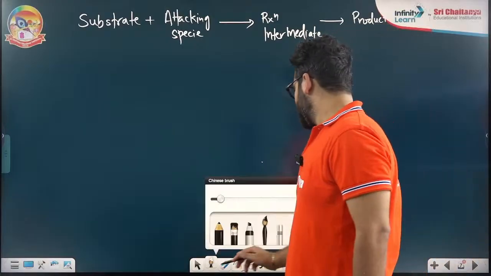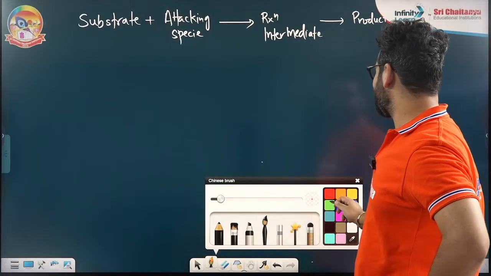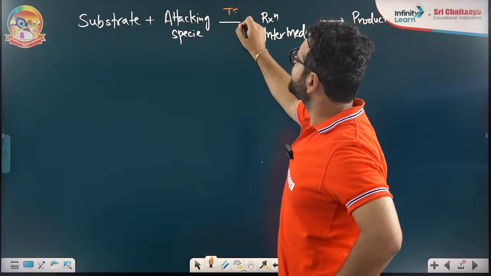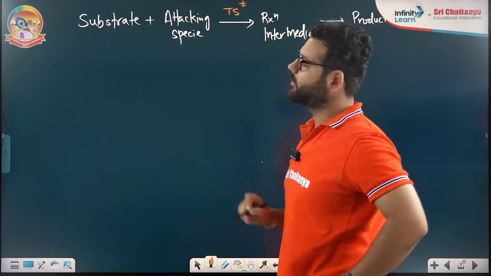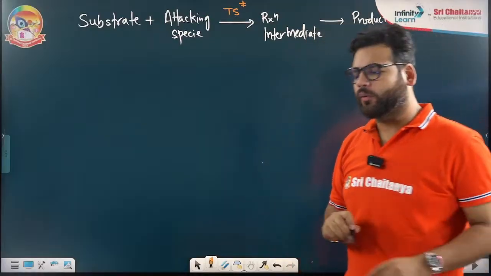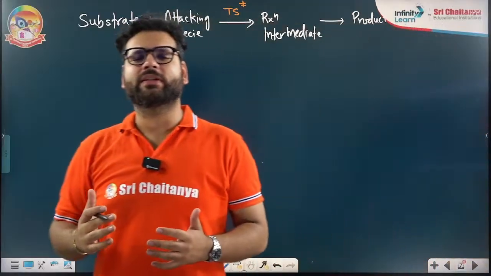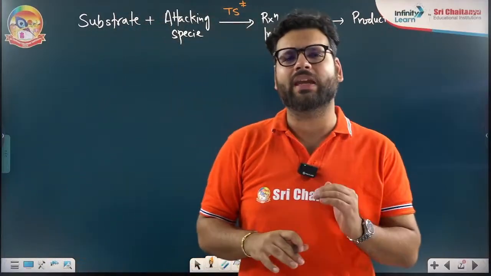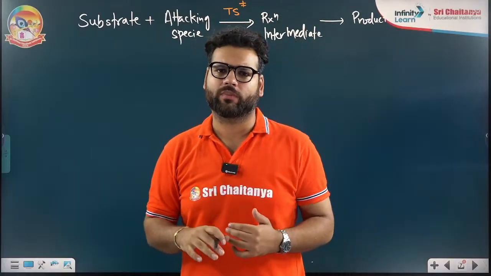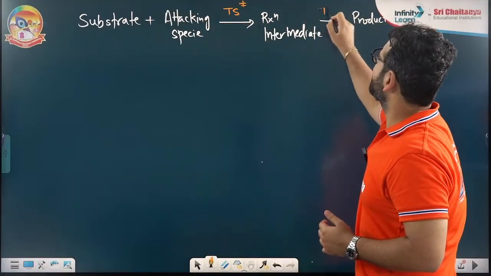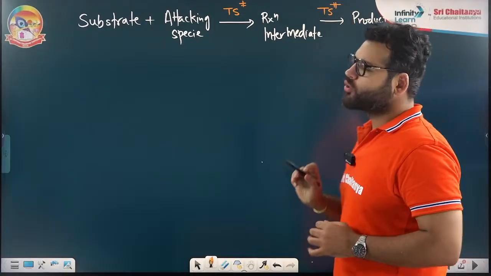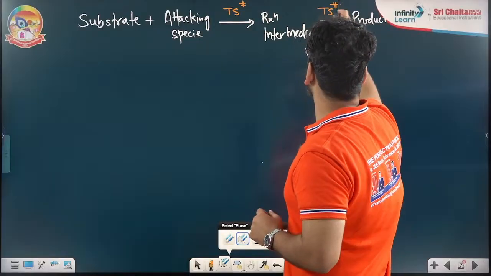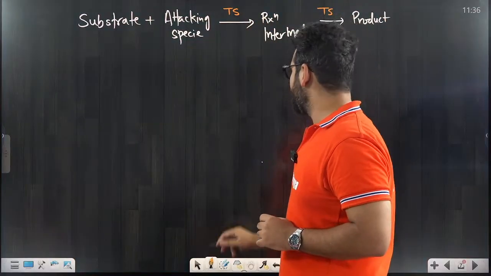During this reaction, whenever we go for any single step, every step will have its own transition state. We'll write it as TS. TS is a transition state, which is actually an imaginary state that does not exist in nature, but we imagine it according to collision theory. Transition state 1 can be there, transition state 2 can be there. So the number of transition states are always equal to the number of steps in the reaction.